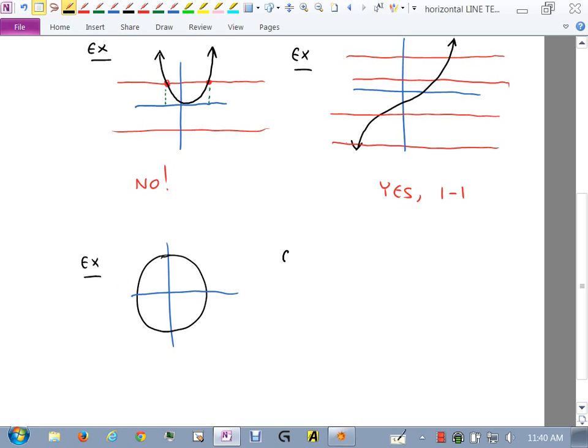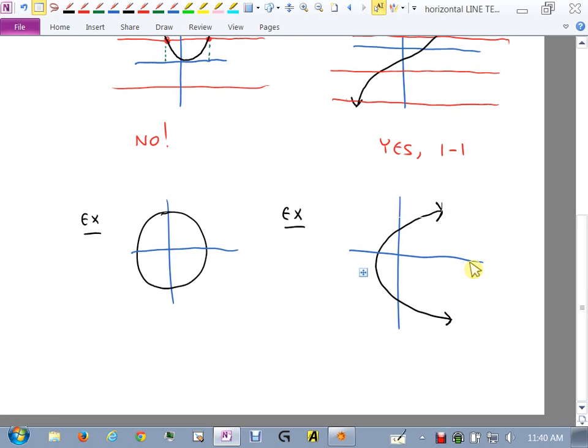I'll show you a classic example of something that gets students on a test. Is this one-to-one? So you start drawing horizontal lines, and you go, okay, it doesn't hit it more than once, doesn't hit it more than once, and you're all happy about it. You're like, yep, it's one-to-one. But it's not a function. So you can't tell me that a function is one-to-one when it wasn't a function to start. So the answer for this would be no. It's not one-to-one because it's not a function.